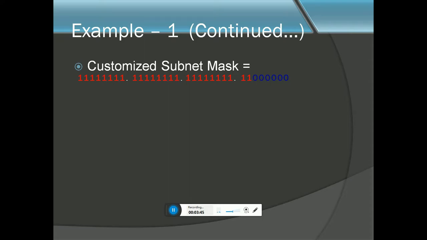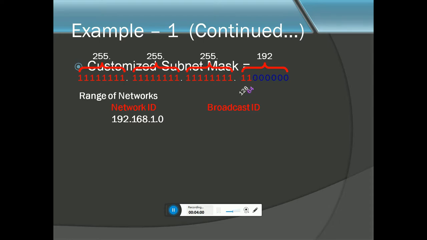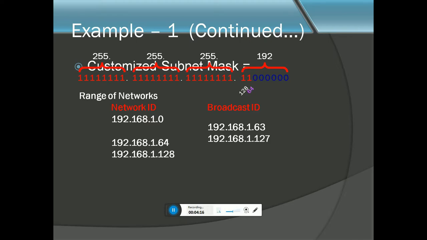Example continued, customized subnet mask: 11111111 11111111 11111111 11000000, which is 255.255.255.192. The ranges with network ID and broadcast ID: 192.168.1.0, then 192.168.1.64 is the network ID and 192.168.1.63 is the broadcast ID. 192.168.1.128 is the network ID and 192.168.1.127 is the broadcast ID.